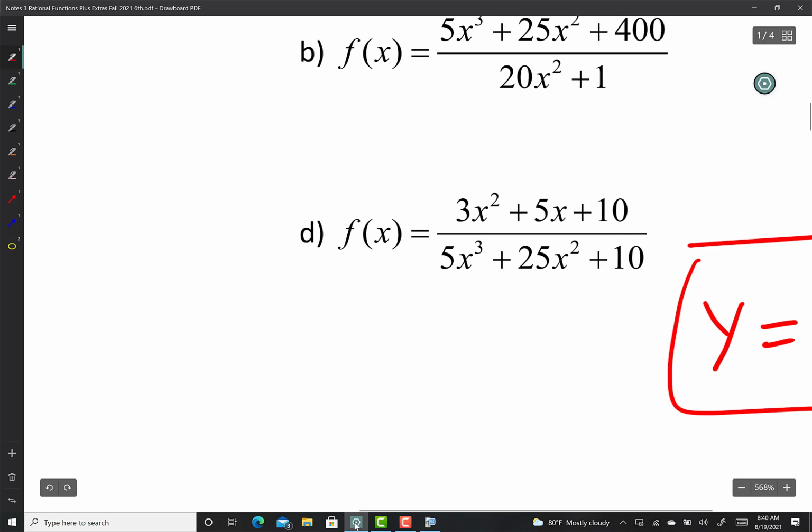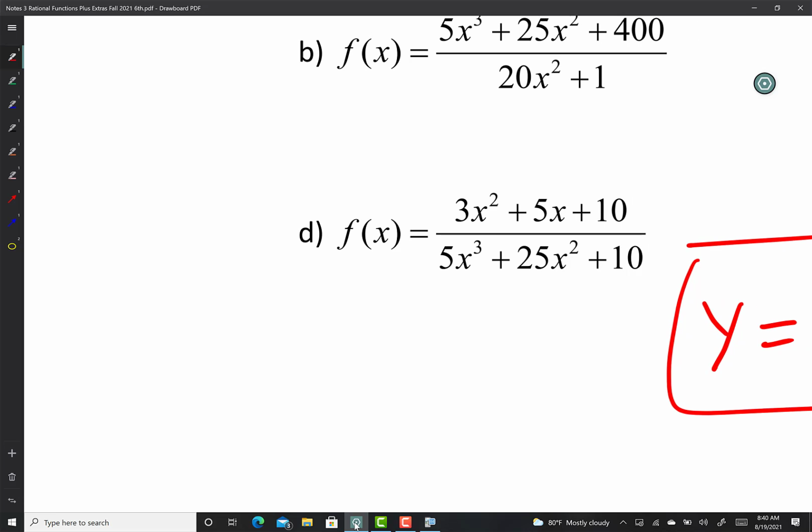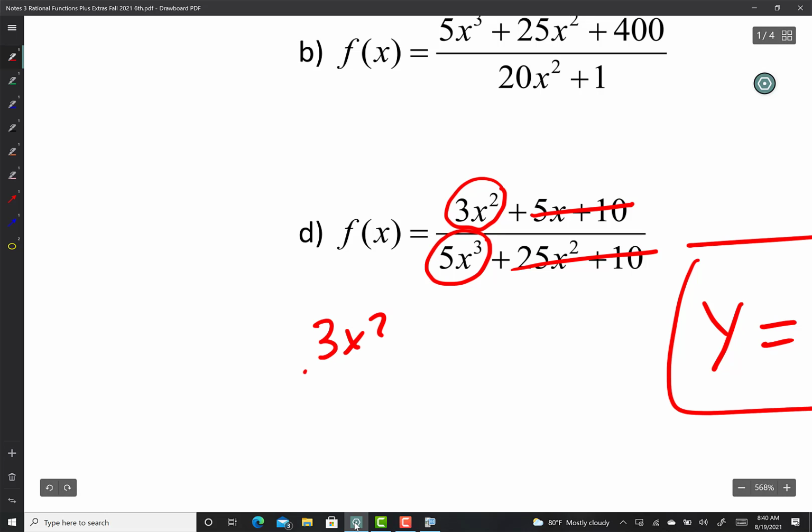I asked, what's the end behavior of the numerator? And they said, the 3x squared. Yeah, the 5x plus 10 is like spit as x gets large. What's the end behavior of the denominator? 5x cubed. Yeah, the 25x squared plus 10 is like spit, only as x gets large. What's my end behavior? 3x squared over 5x cubed. Perfect. What's growing faster? The bottom.